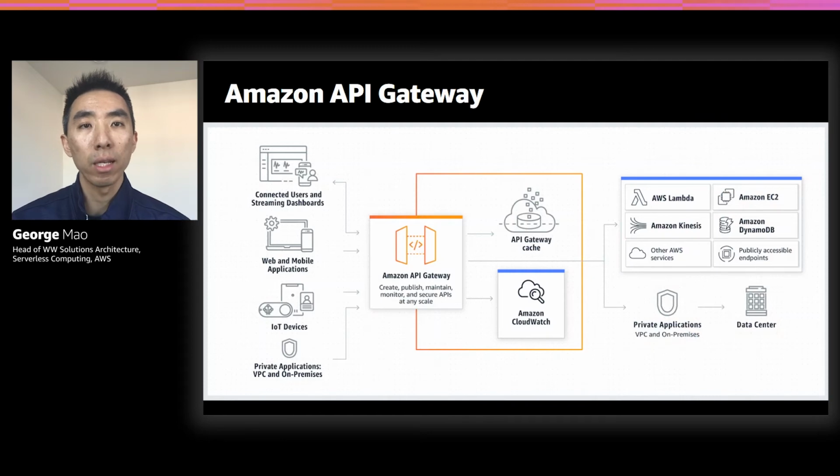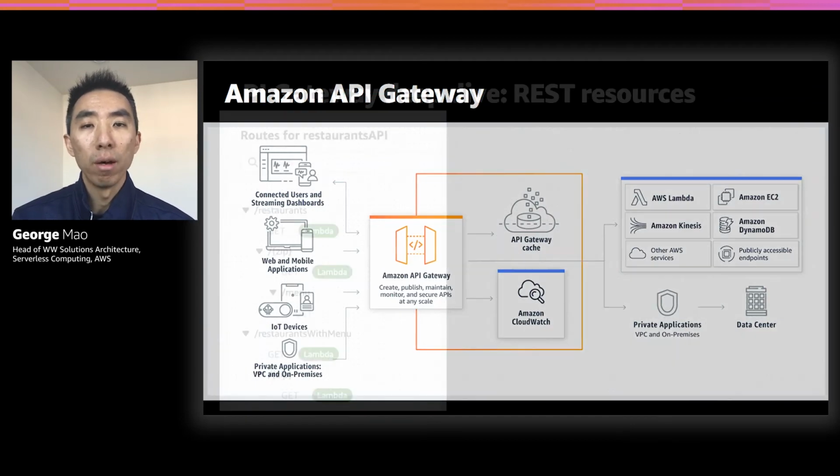API Gateway is directly integrated with Amazon CloudWatch, which provides you all of the logging and metric capability for you to analyze and monitor your API. And then API Gateway can invoke nearly any backend that you need. We can talk to Lambda functions, Kinesis data streams, any EC2 instance on the backend, DynamoDB, or anything that is privately protected in your VPC.